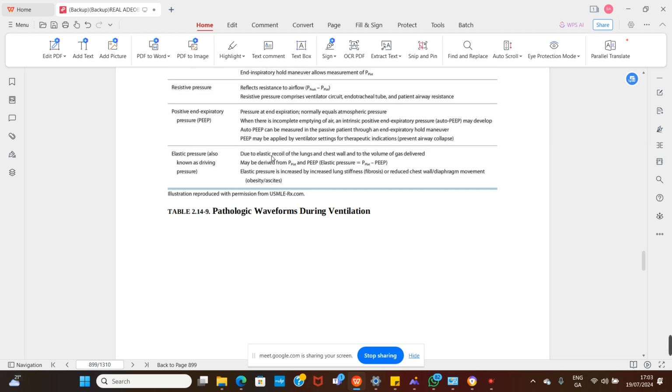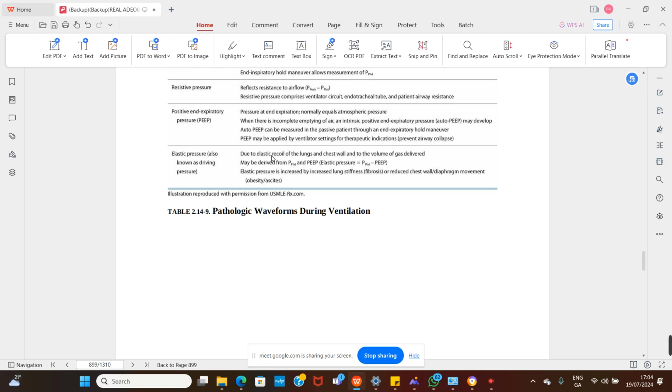To compliance. So if a lung has a very high elastic pressure, it's recoiling on itself. And you know that plateau pressure equals elastic pressure plus PEEP. Elastic pressure equals plateau pressure minus PEEP. So anything that can increase elastic recoil, or anything that can reduce compliance, will increase elastic pressure. So what are the things that can reduce compliance?